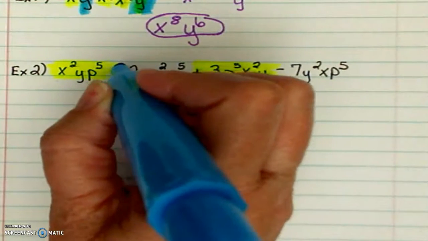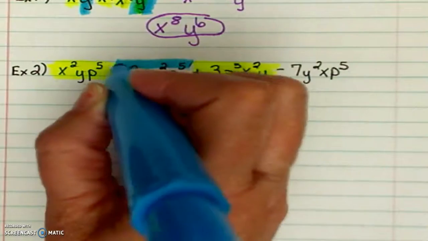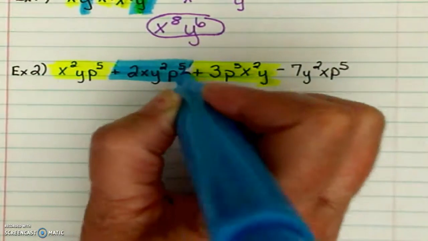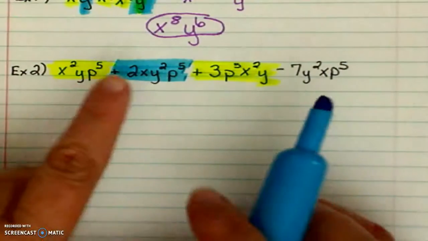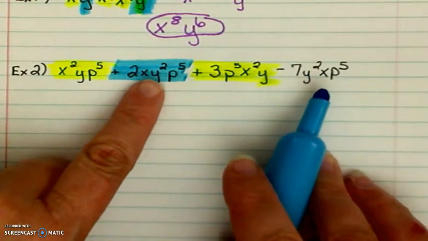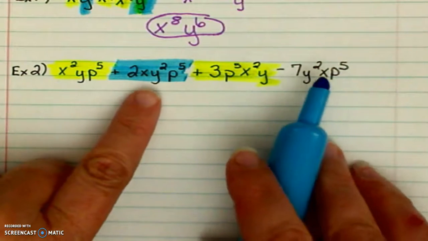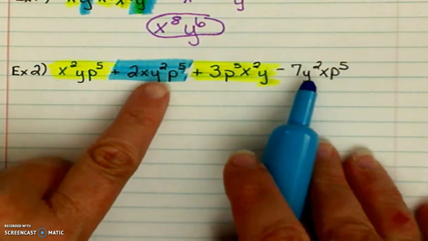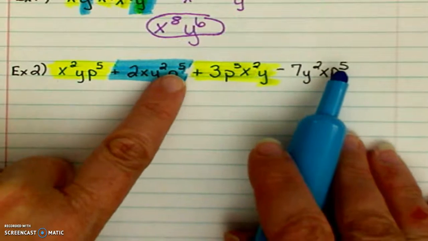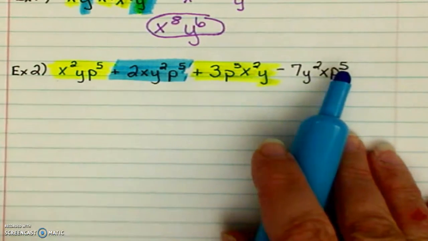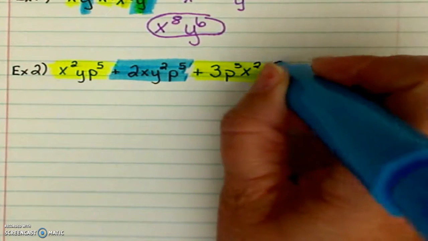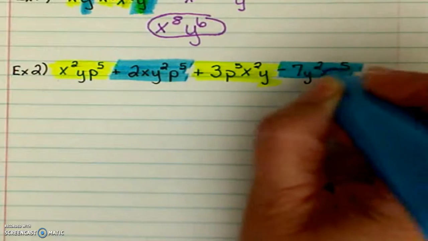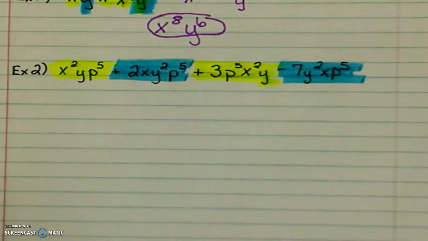So we're going to look at this second term here, and I'm going to put it in a different color because it is not the same. So I have x to the 1st, y squared, and p to the 5th. If I look at this last term, I have x to the 1st, y squared, and p to the 5th. So it has the same variables, which mean letters, raised to the same power. So those two are like terms.